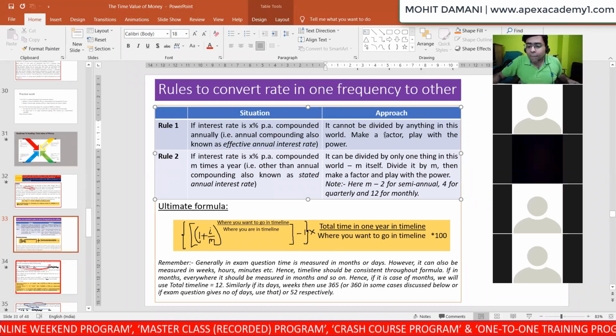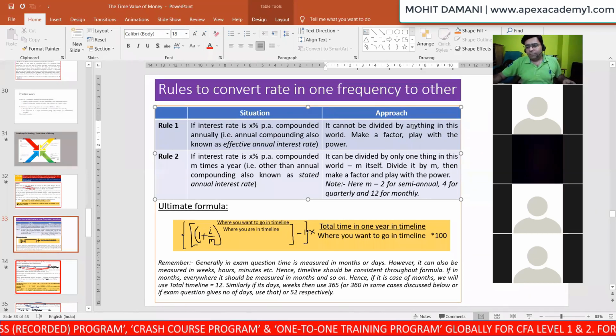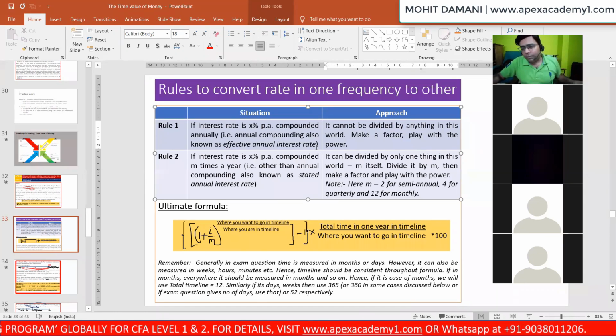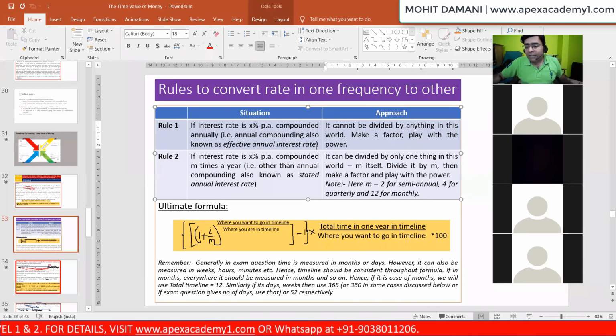What will be the approach? Make a factor, play with the power. What do you mean by factor? 10% factor is 1.1, 12% factor is 1.12, 8% factor is 1.08, minus 2% factor is 0.98.